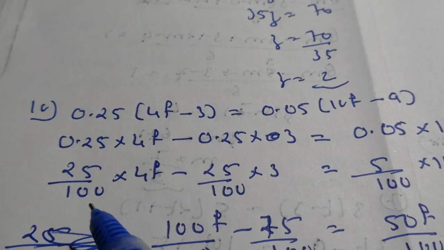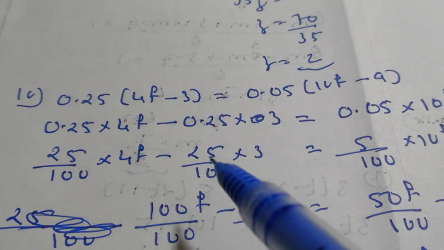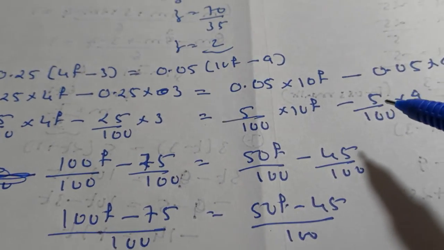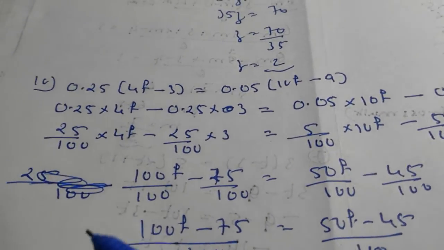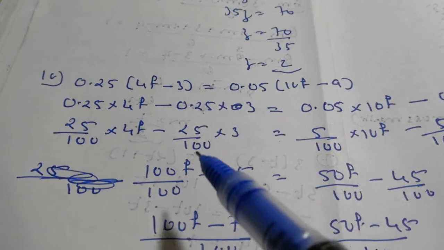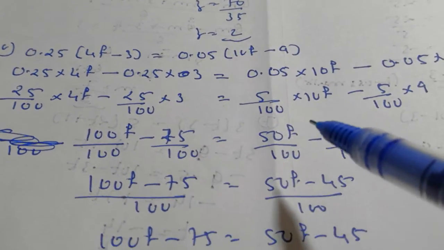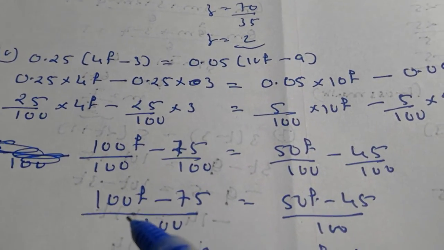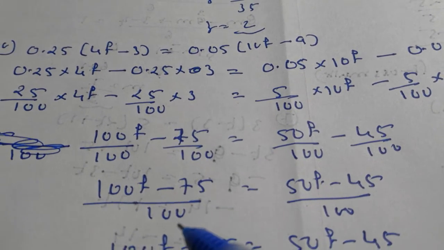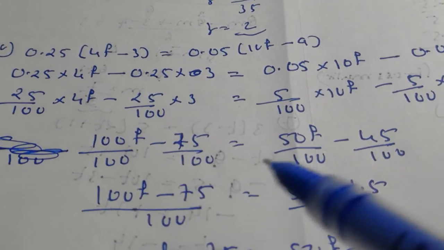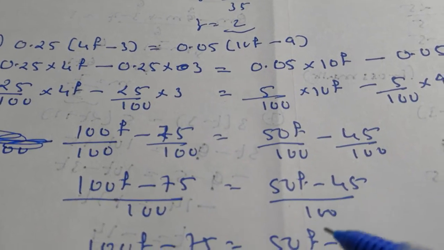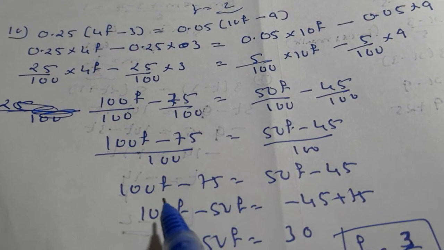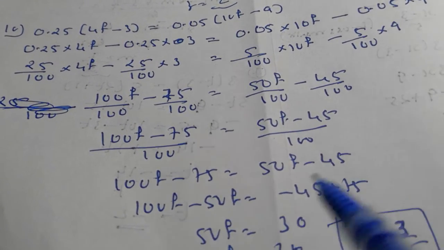I am keeping 25 upon 100 into 4f. Same way 25 upon 100 into 3. Same way 5 upon 100 into 10f and 5 upon 100 into 9. So 25 4s are 100f, 25 3s are 75, 5 10s are 50f, 5 9s are 45. Now 100f minus 75 upon 100, that is the LCM. 100 is same, so 50f minus 45 upon 100. Now both sides it is 100, so we can neglect it. So we will get 100f minus 75 is equal to 50f minus 45.